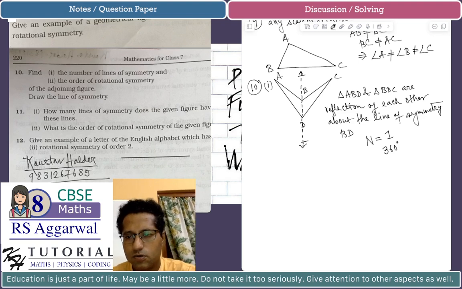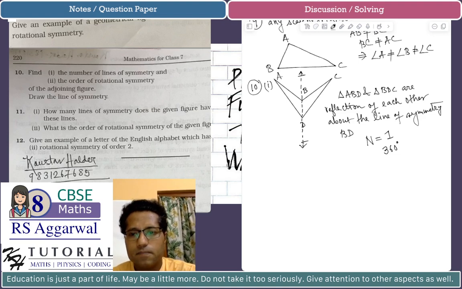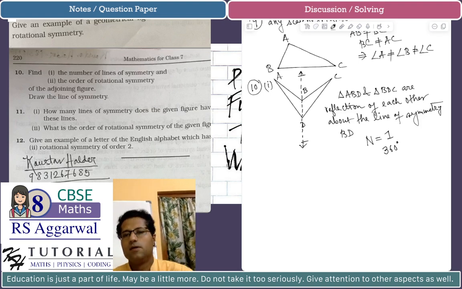So 360 degrees is the only angle of rotational symmetry. So in that case, n will be equal to 1. That is the order of rotational symmetry. But n equals 1 does not say that this figure has rotational symmetry, because for a figure to have rotational symmetry, the order must be greater than 1. The order must be at least 2.